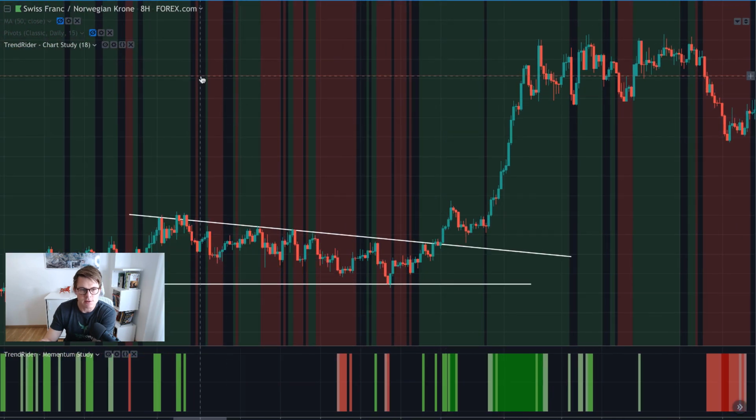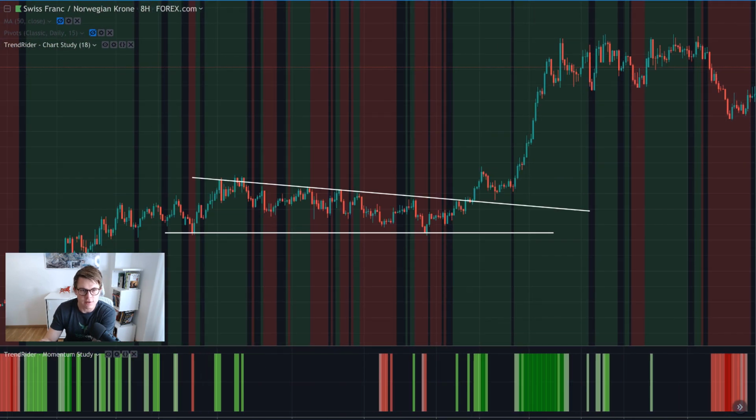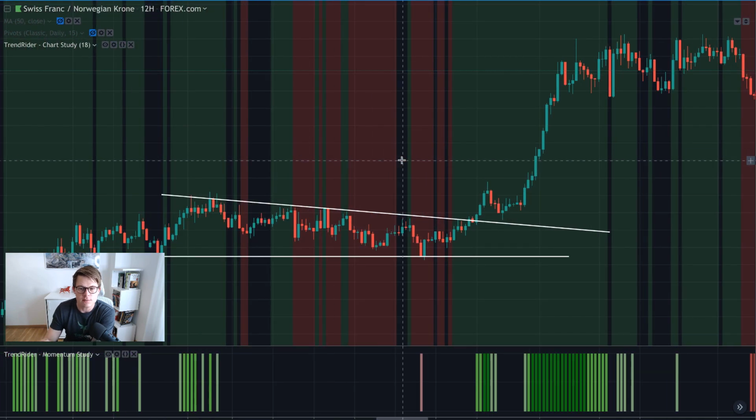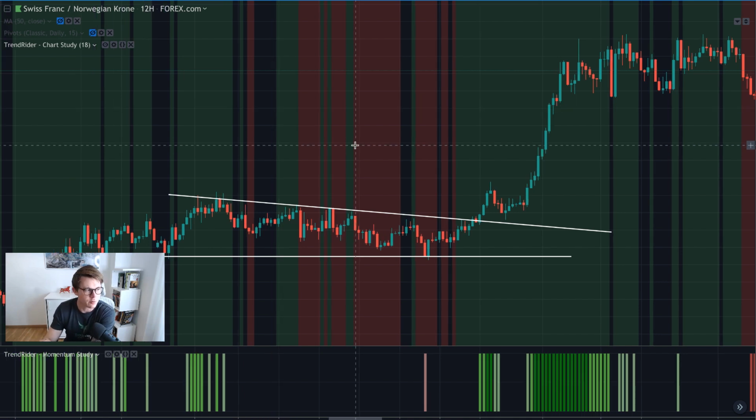Another example, so you can see I really like wedge patterns. They are very, very good. And by the way, you can use the trend rider across all Forex pairs and across all time frames. It really comes down to your personal choice and preference. But the trend rider has been developed in a way that you can use it across all time frames.